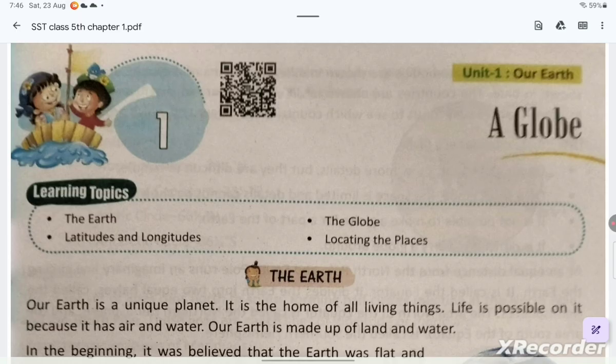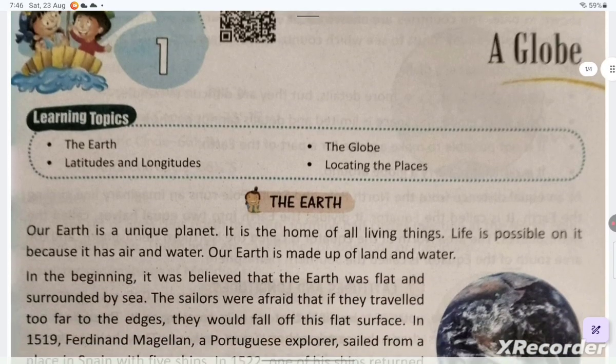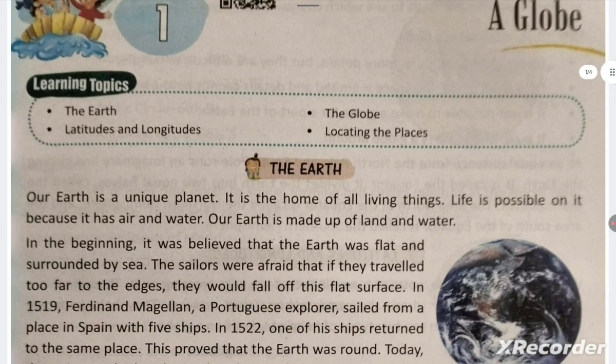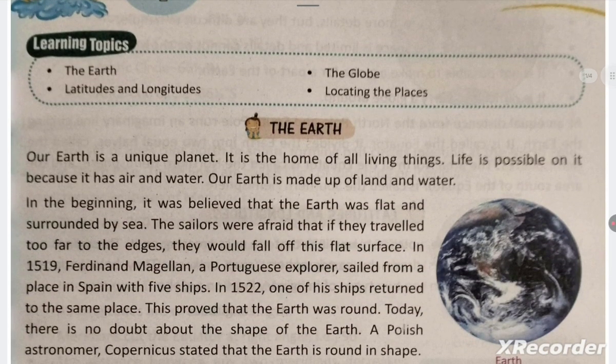The chapter name is a globe and we are moving forward. The earth. Our earth is a unique planet. It is the home of all living things. Life is possible on it because it has air and water. Our earth is made up of land and water.